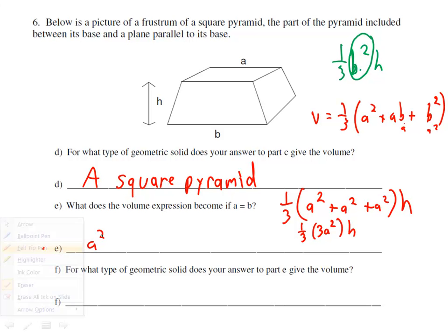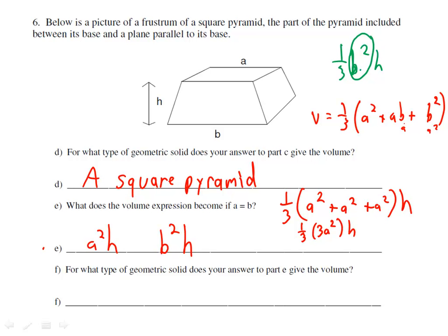It's right there again. a squared h. Now, if you changed all the a's to b's instead of the b's to a's, you would have b squared h. So either one will work. a squared h or b squared h.